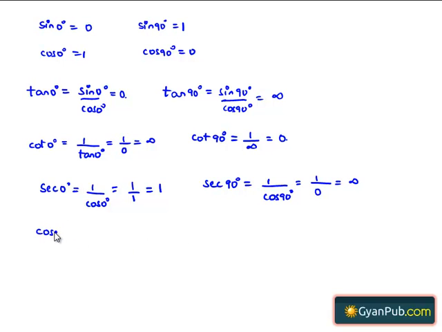Let us find cosecant 0 degrees. Cosecant 0 degrees is equal to 1 by sin 0 degrees, that is nothing but 1 by 0, which is nothing but infinity. And cosecant 90 degrees is equal to 1 by sin 90, that is equal to 1 by 1, that is nothing but 1. Therefore, cosecant 90 is equal to 1. So, these are the trigonometric ratios for angles 0 degrees and 90 degrees.